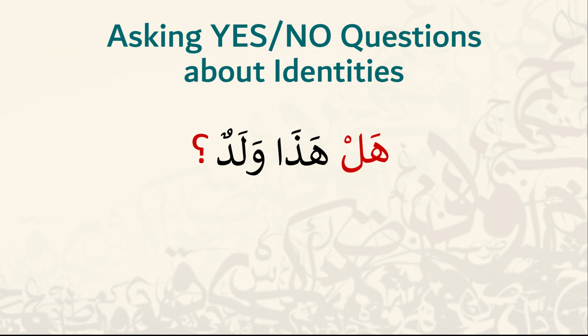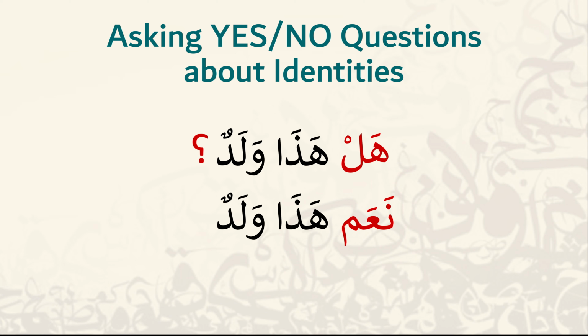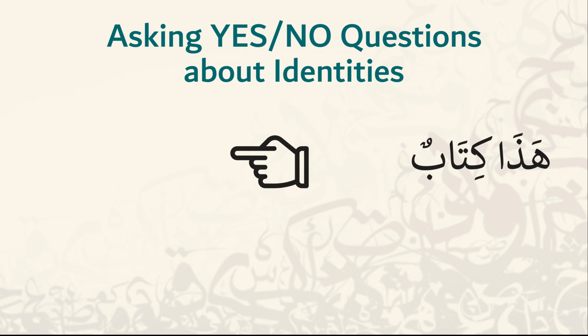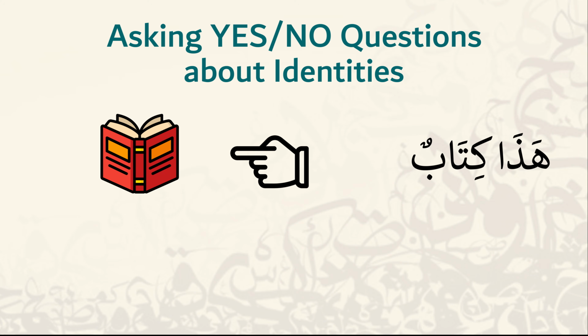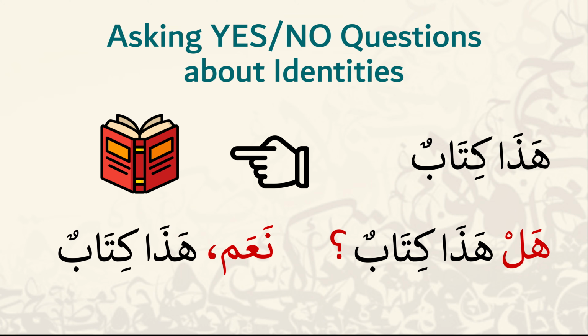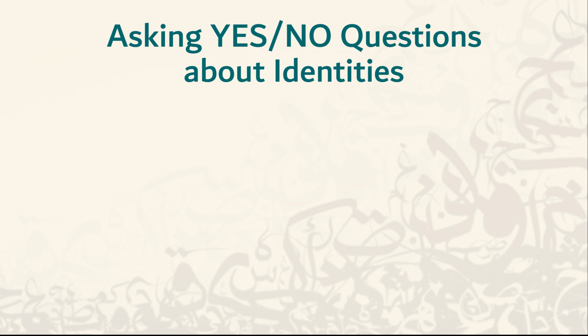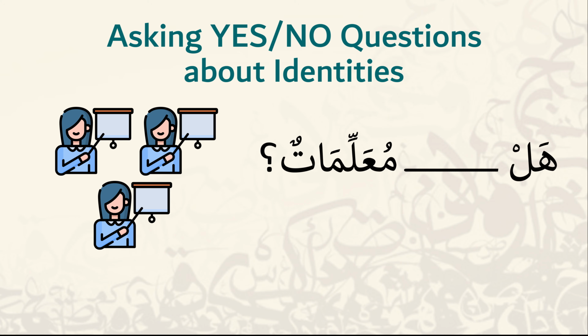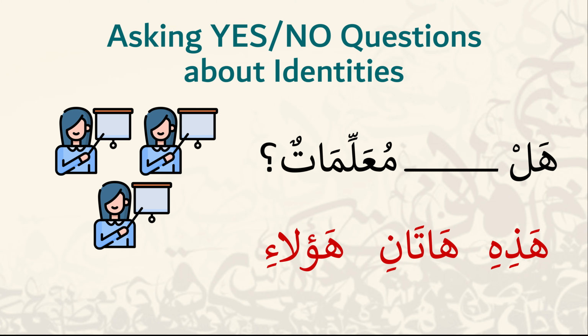And to answer with affirmation, we add the word yes, which is نعم. And we will leave the sentence intact. نعم هذا ولد. Yes, this is a boy. In both question and answer, the sentence is the same. هذا كتاب, this is a book. The question will be, هل هذا كتاب? Is this a book? And the answer is, نعم هذا كتاب. Yes, this is a book. Let's look at this question. هل blank معلمات. Which pointing noun will you use?